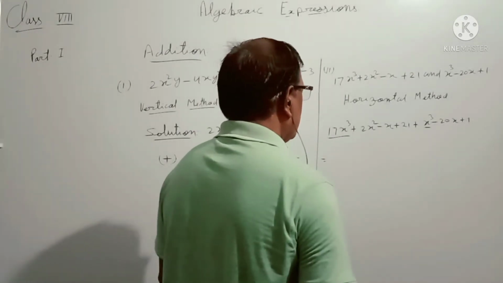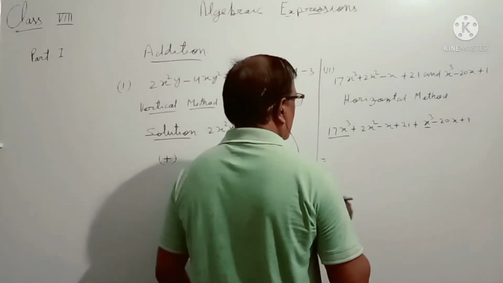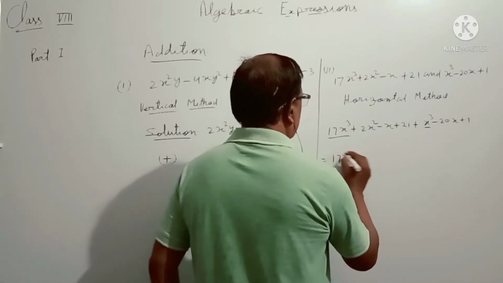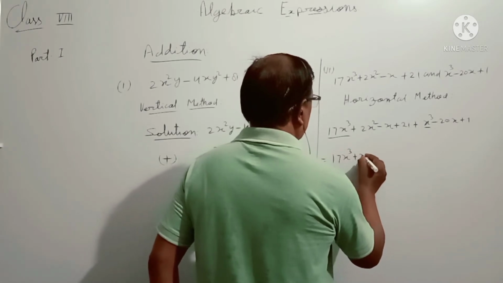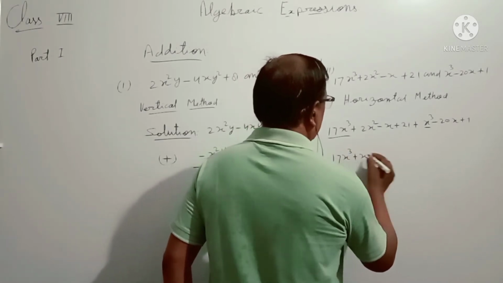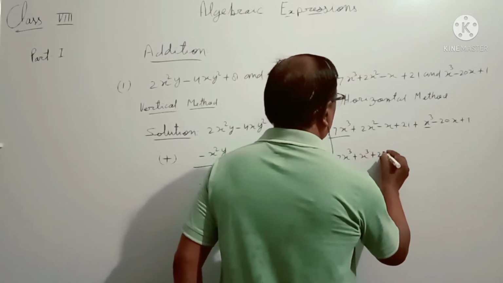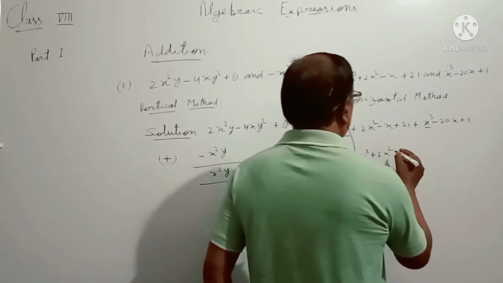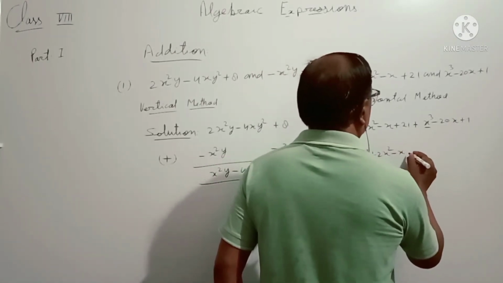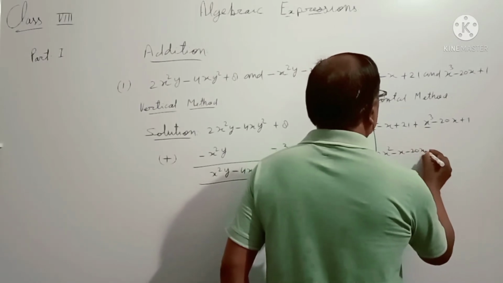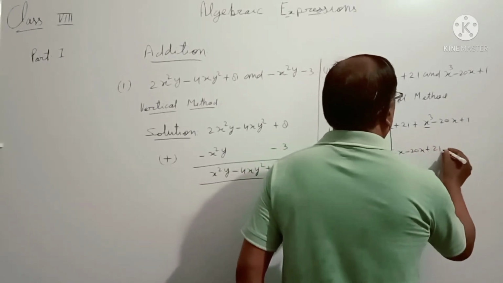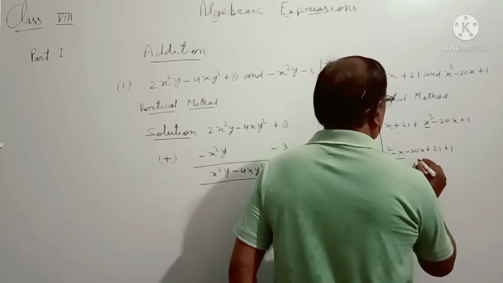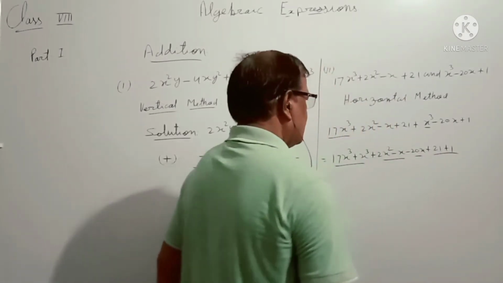Both have the same sign, so we will add them, or we can arrange them if we want it to be very simple. So we are arranging here. Now 2x square, x square is not given here. Now we go to the next terms, minus x minus 20x, and 21 plus 1. We have arranged the like terms this way, so we will add them.